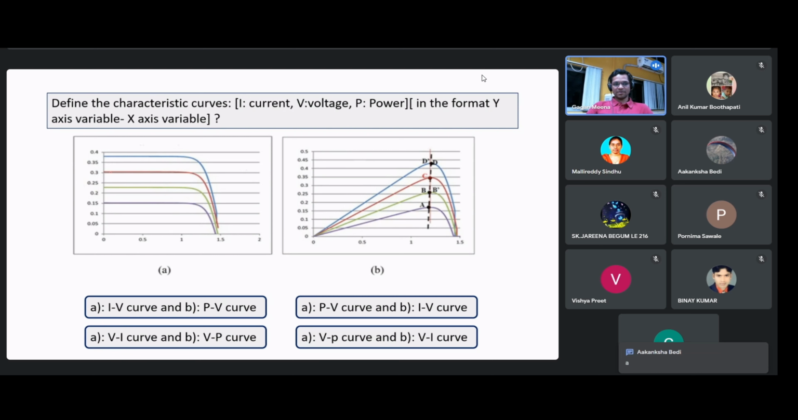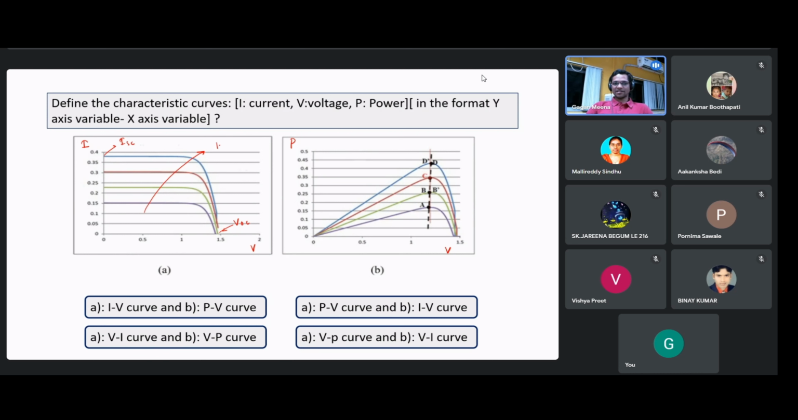A, I, V, and P. Correct. So this is current axis, and this is voltage, and this is power and voltage. So which effect is being shown here? If we go in this direction, short circuit current is increasing. This is short circuit current, and this is open circuit voltage. So we can see both are increasing.